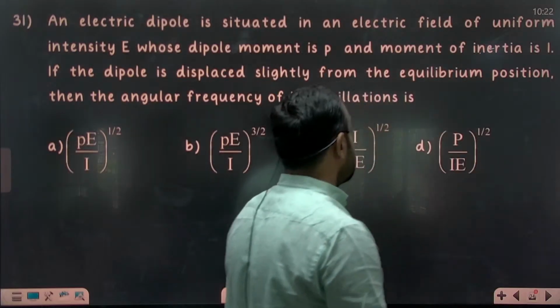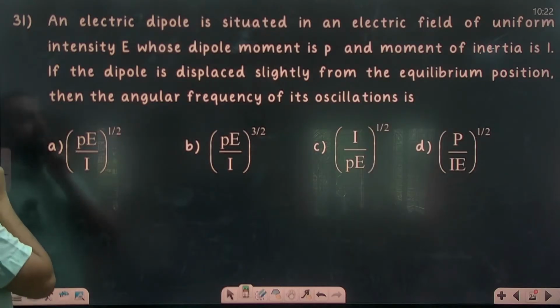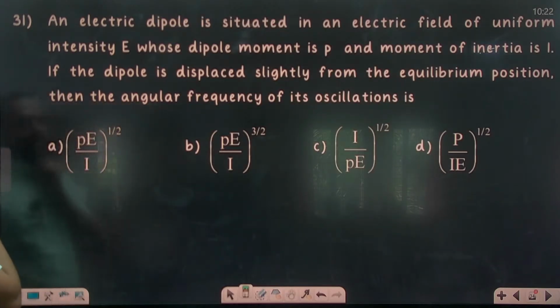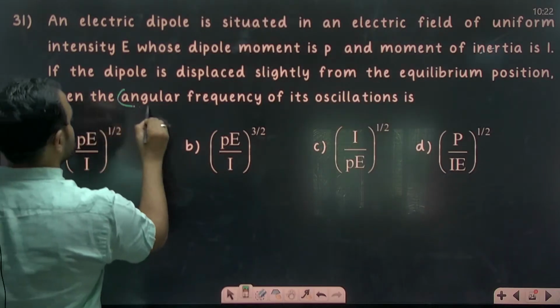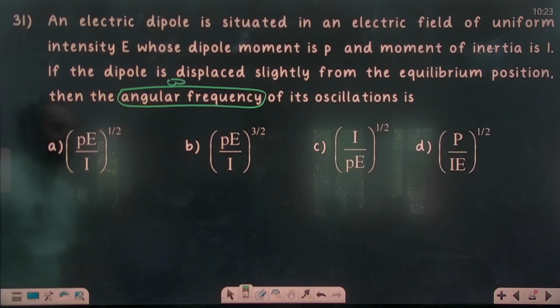We were at this point, yes. An electric dipole is situated in an electric field of uniform intensity E, whose dipole moment is P, and the moment of inertia of that is I. If the dipole is displaced slightly from the equilibrium position, what is the angular frequency? Angular frequency is omega. So omega is under root of PE by I.